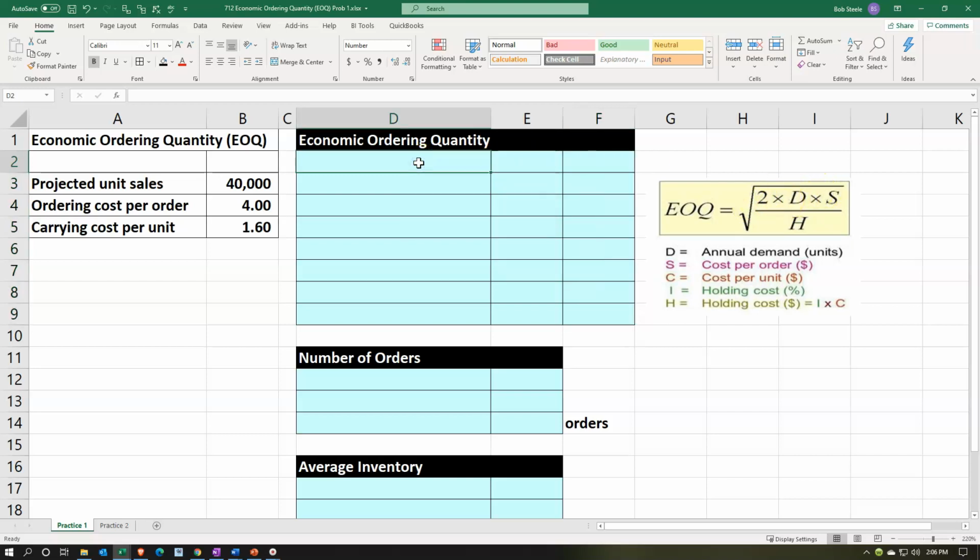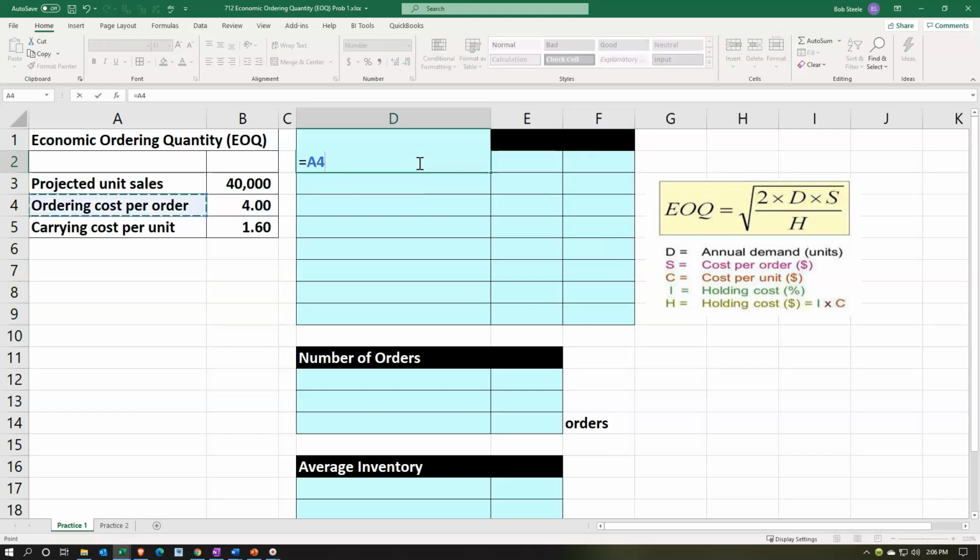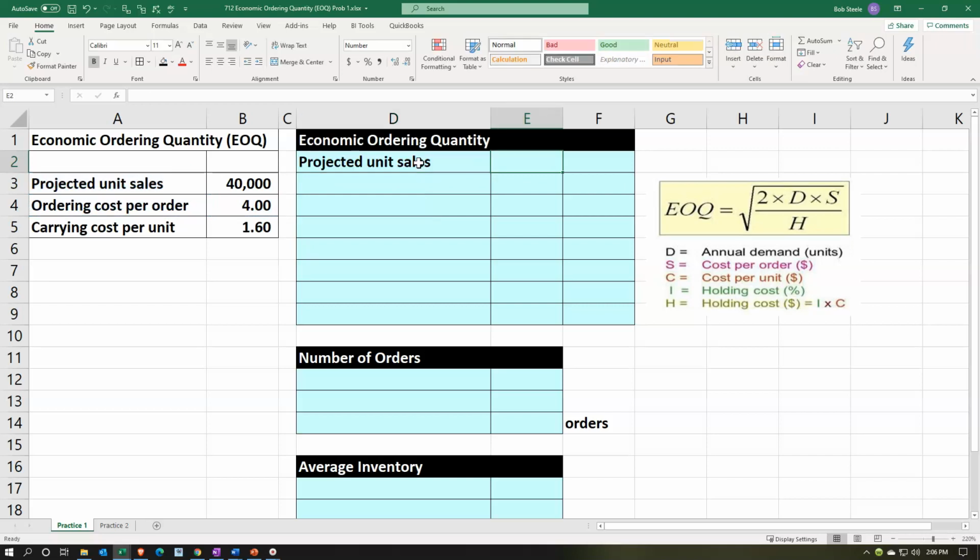So the D times the S is going to be the units that we're going to sell. So I'm going to say the projected units that we're going to sell, that's going to be equal to the 40,000. We're then going to say that the ordering cost per unit, which is S here, is equal to 4. Now, then I could just multiply times 2. I like to have a subtotal. I'm going to multiply these two together just like I was doing it in the calculator. If I did it in a calculator, I'd get a subtotal. So let's put an underline here.